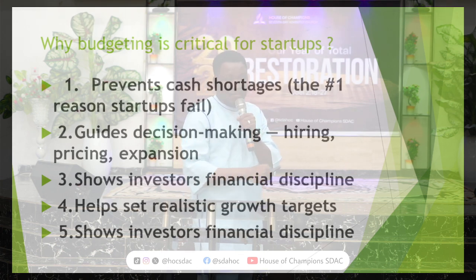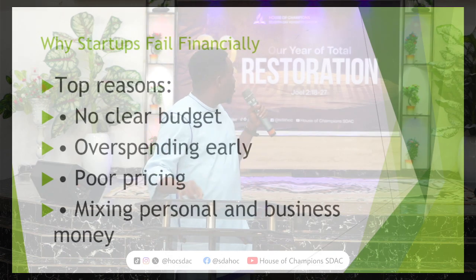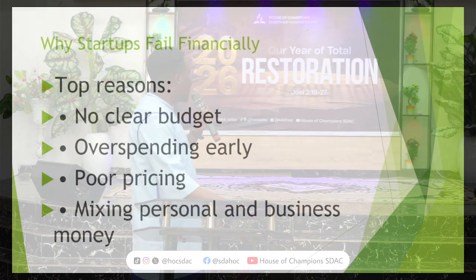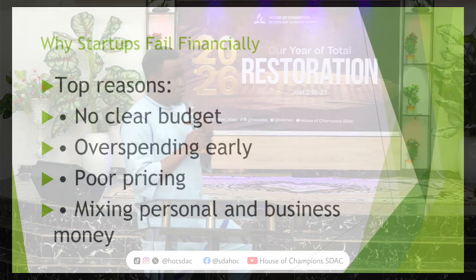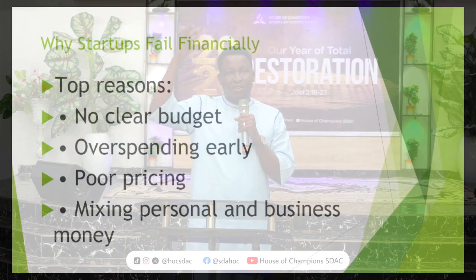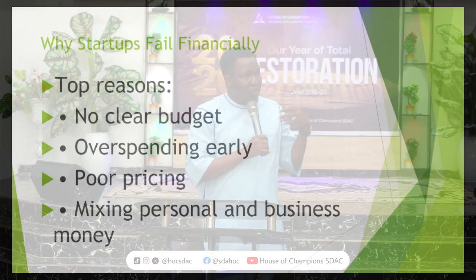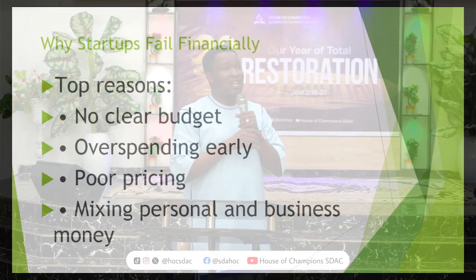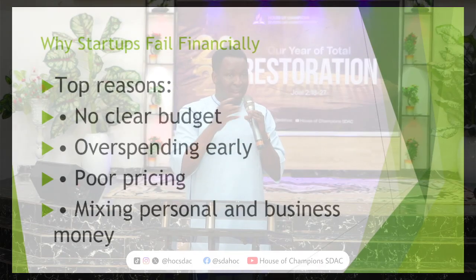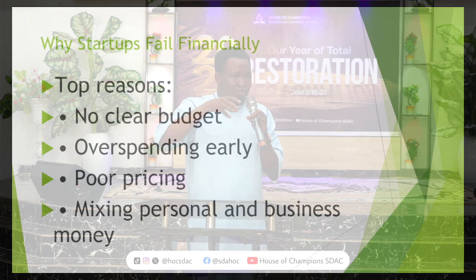The next slide, please. No clear budget, overspending early, poor pricing, mixing personal and business money. I want to go into details. If you are starting a business, can we list out the most important things we need to do? Let's say an online restaurant. What are the things that we think are the most important to put in our budget?